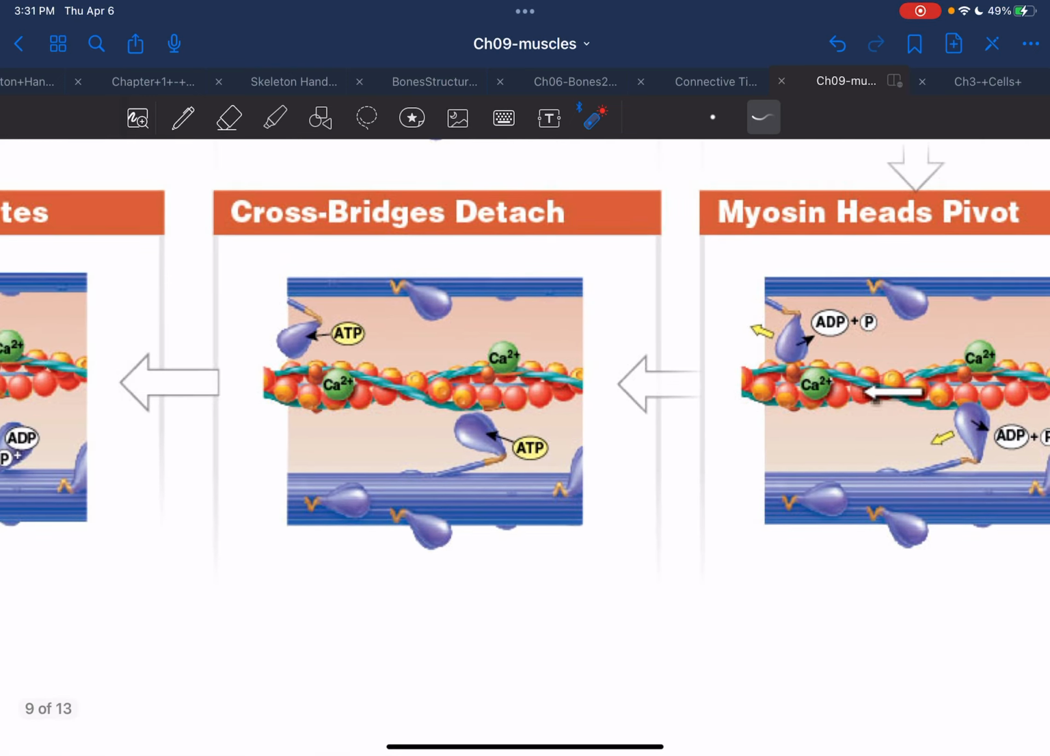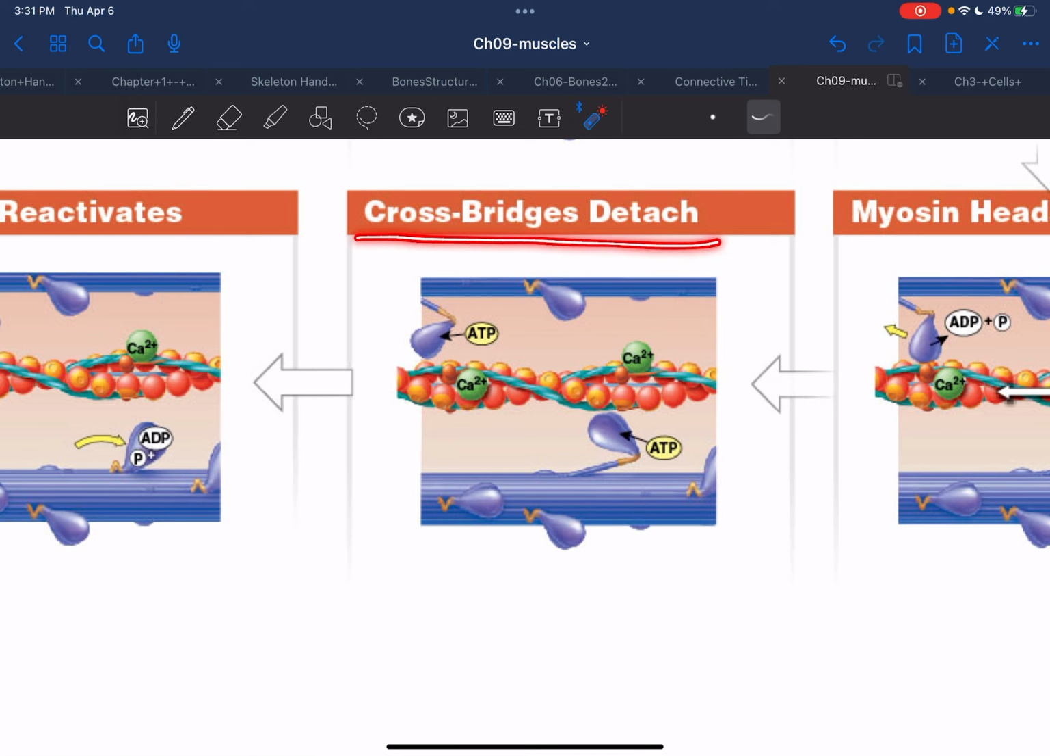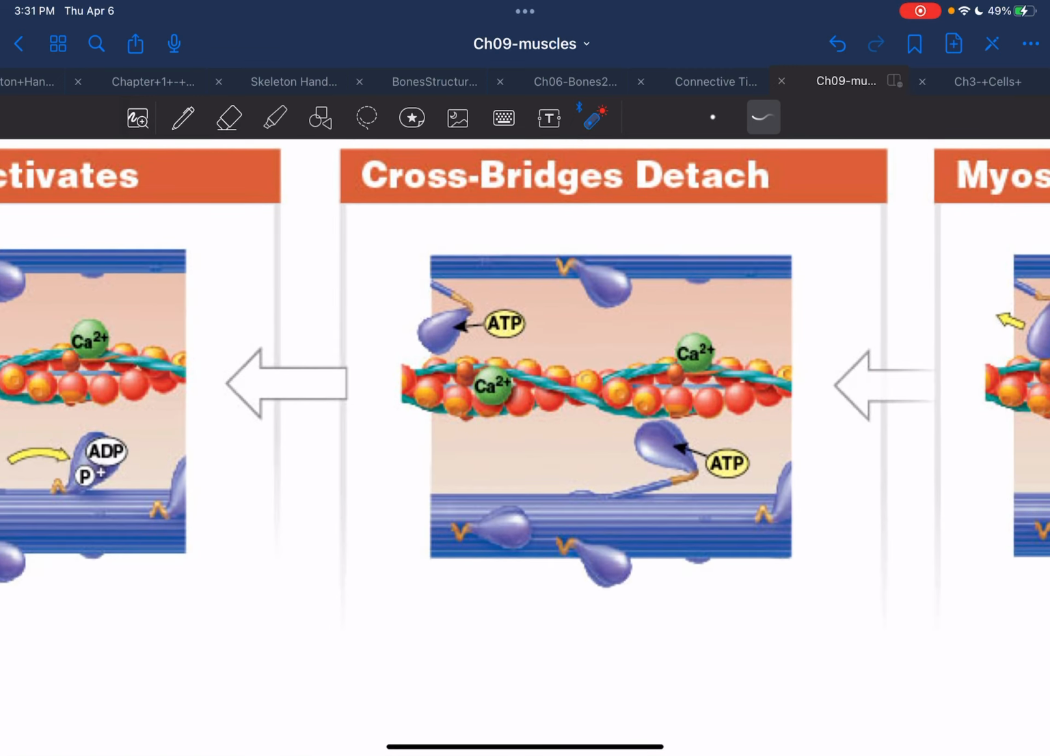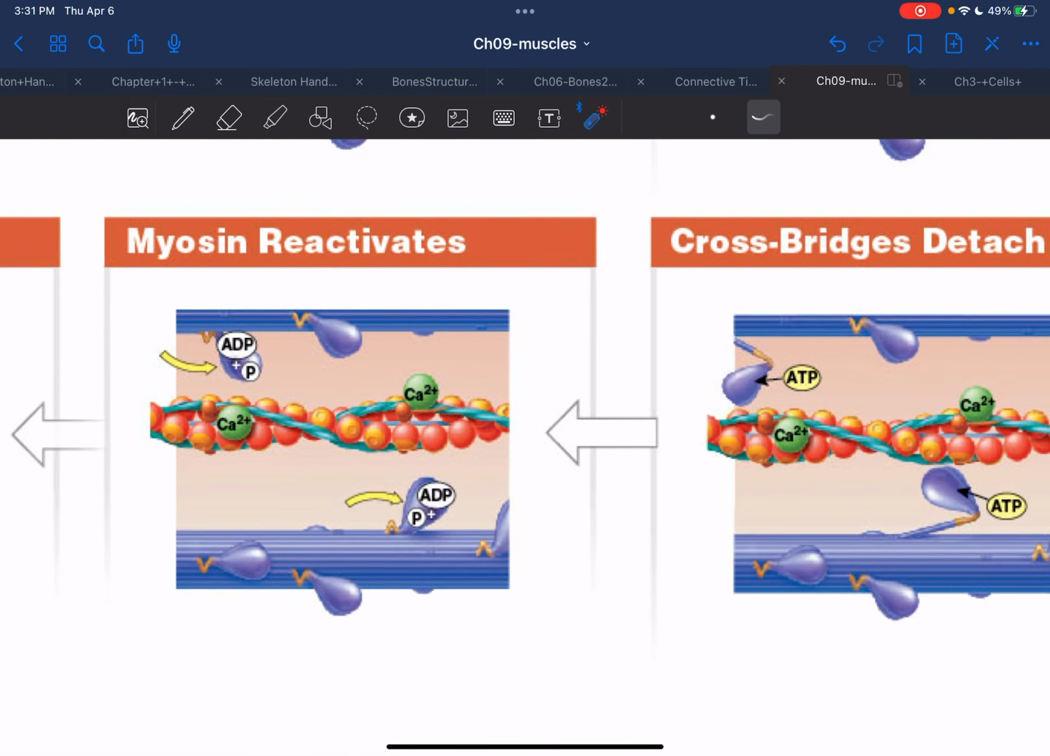Now, we used up our ADP and our phosphate group's energy. That breakdown, that catabolic reaction, when it broke down, it released that energy we needed, but now we've got to redo it again because that thin filament's got a little bit more distance to go. And so when we see the cross bridge detaches, it's as simple as that. That cross bridge detaches, and a new ATP molecule can do something that we call recocking.